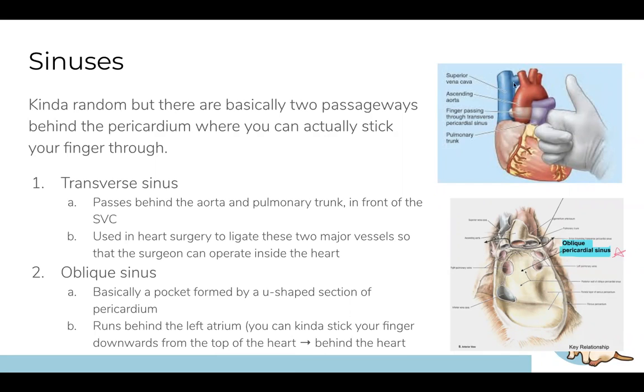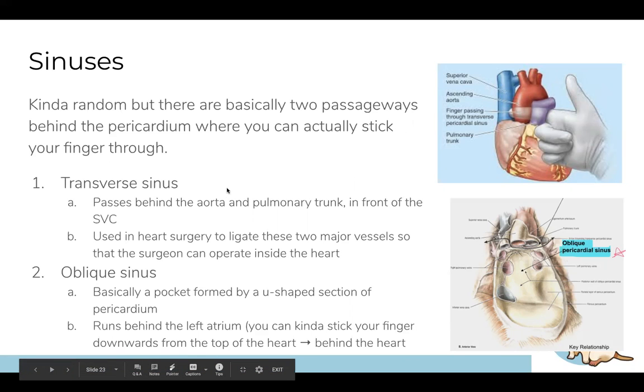So firstly, you have your transverse sinus, and it's essentially this space where you can stick your finger behind the pulmonary trunk, behind the aorta, and then emerge in front of the SVC. The reason why this is important is that if you're doing heart surgery, you don't want blood flowing in and out of the heart while you're trying to do something down there. So you can actually ligate these vessels, just tie them off to make sure you're not getting huge amounts of blood flow in there.